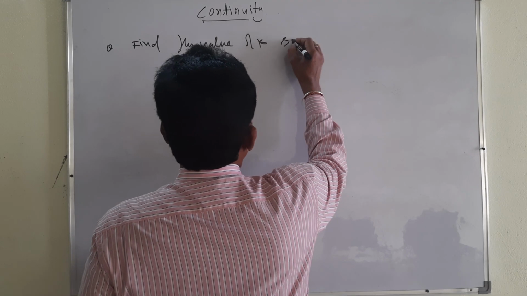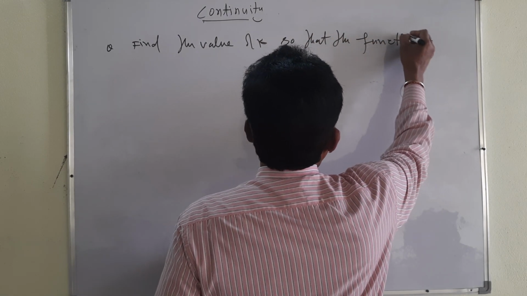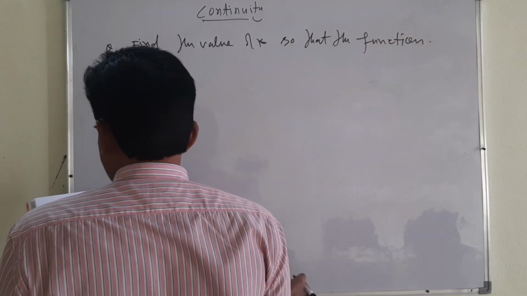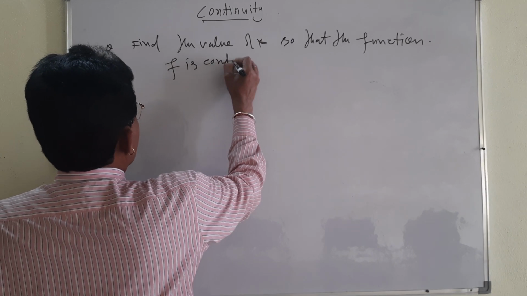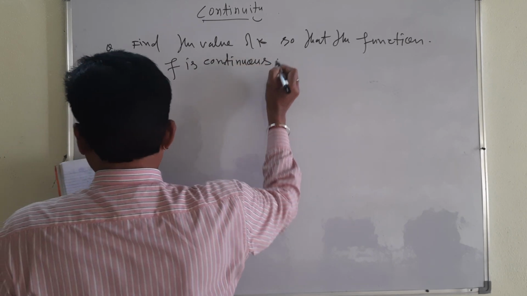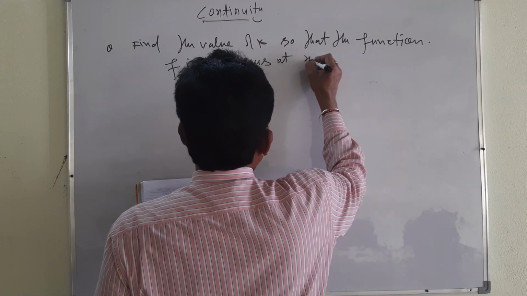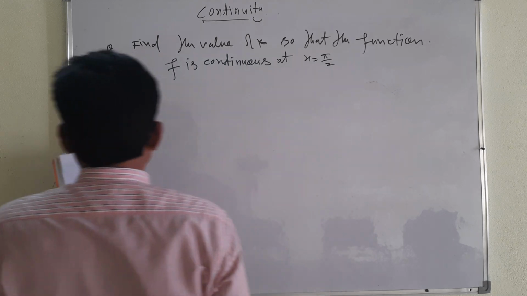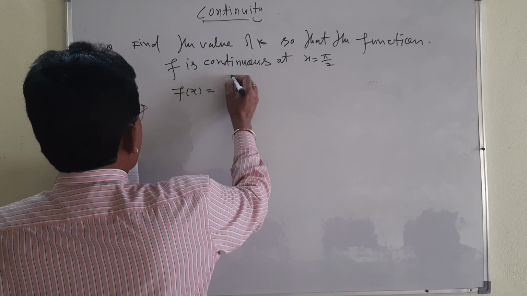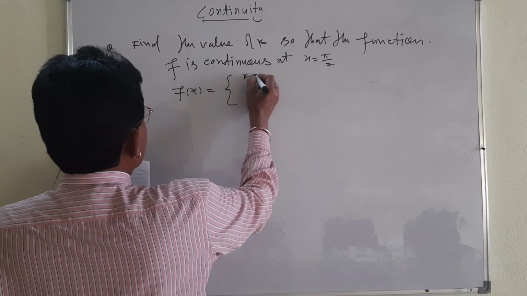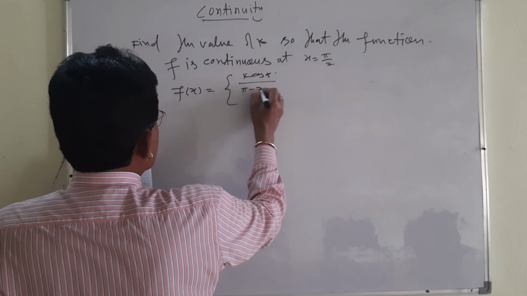So that the function, what is the function? Function f is continuous at x is equal to pi by 2. Very important function. Okay, let me write the function here. You see what is the function? It will be k, I will tell you the easiest method, as I told you, pi minus 2x.